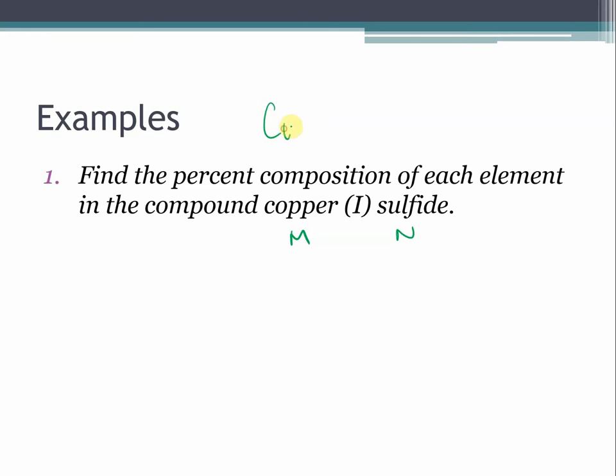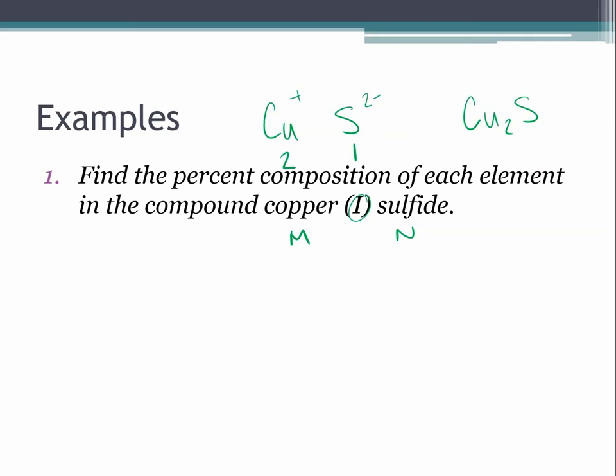Copper is Cu. This (I) means that the charge of copper is +1. And then sulfide comes from sulfur, which has a 2- charge. Putting them together, we're going to need 2 of the coppers and 1 of the sulfides to make their charges cancel. So our formula will be Cu2S.